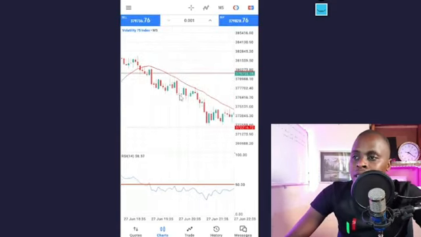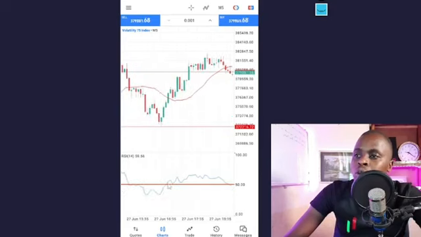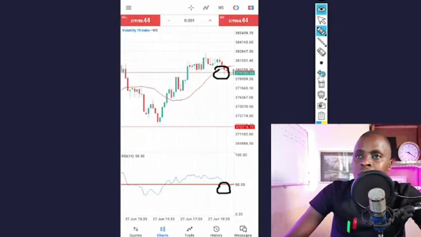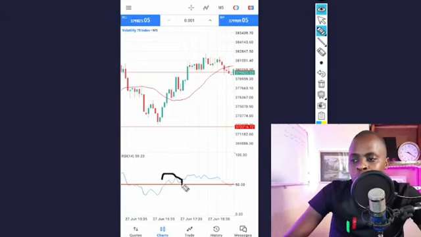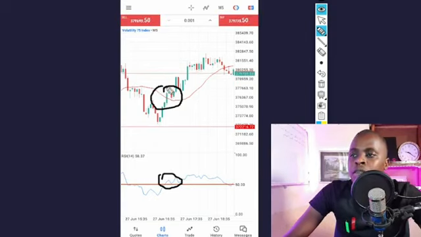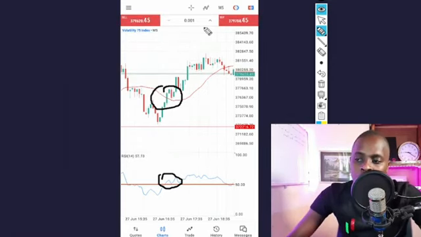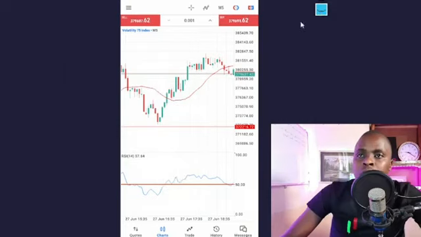So you just want to wait for the RSI to cross above the level 50. Once the RSI crosses above the level 50, you want to look for buy trades. But before you buy here, once you see this crossover, you also want to wait for the market to cross above the 21 EMA. And if that happens, you can place a high probability trade, and then you buy, and then you expect to make money trading this Volatility 75 index.